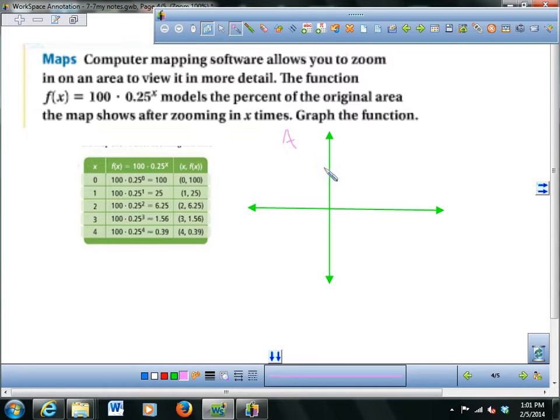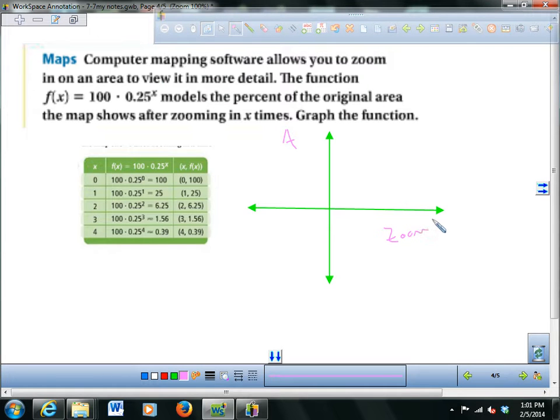If this is your area, and this is your zoom factor, okay? Software allows you to zoom in on area. The function models a percent of the original area. So if at 0, I would get 100, okay? So this is the point 0, 100. And then as my zoom factor goes up by 1, I'm only seeing 25% of my original area. Okay, so after 1 zoom, I get that. After 2 zooms, I'm at 6.25, and so on and so forth.